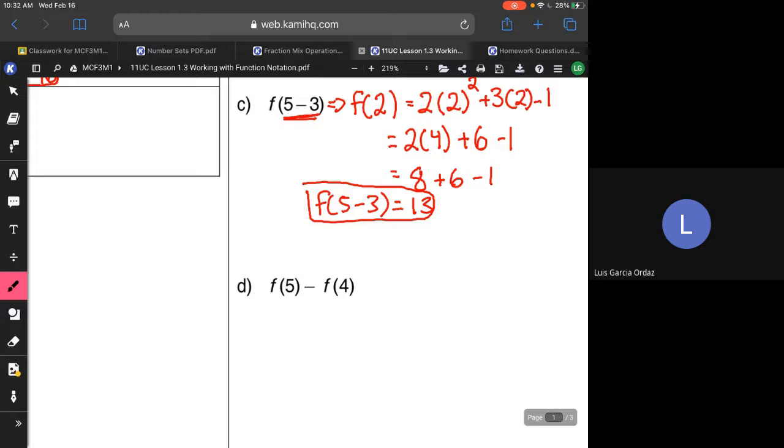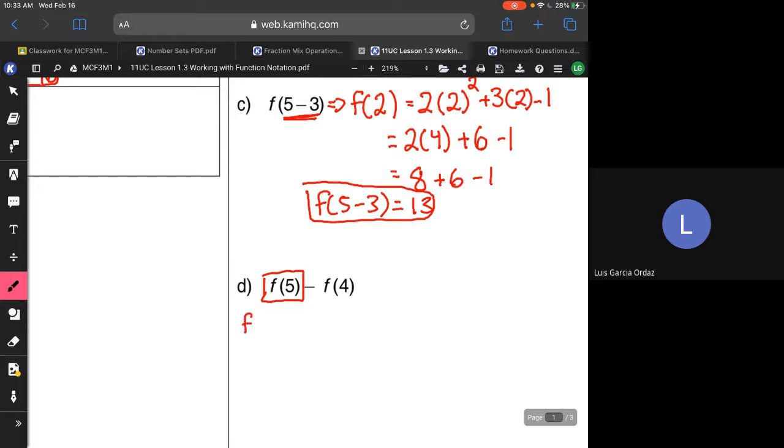So you would solve, like Emma was saying, you would solve f of 5 first, okay? Solve for f of 4, and then take the y value from f of 5 and the y value from f at 4 and subtract them from each other. So we have to do both of them separately. It's basically extra work. So we're going to do the first one first. So we're going to do f of 5. So wherever I see x, I'm going to plug in 5.